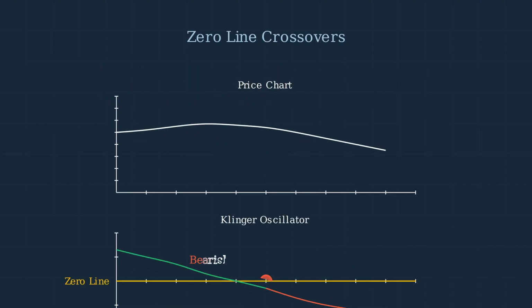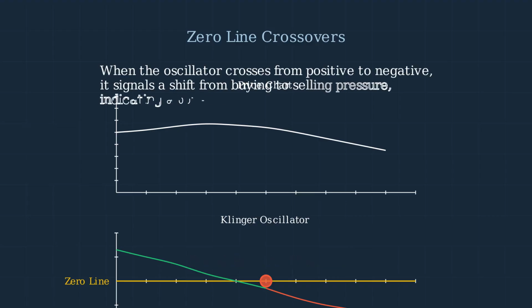Conversely, when the oscillator crosses from positive to negative territory, it indicates a shift from buying to selling pressure. This bearish zero-line crossover potentially signals the beginning of a downtrend. The price often begins to fall after this crossover.